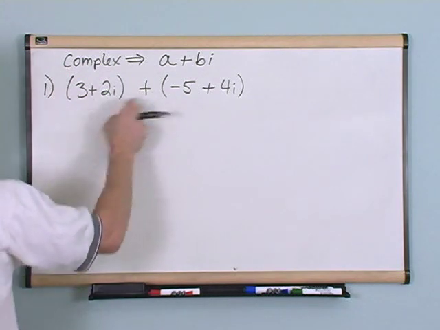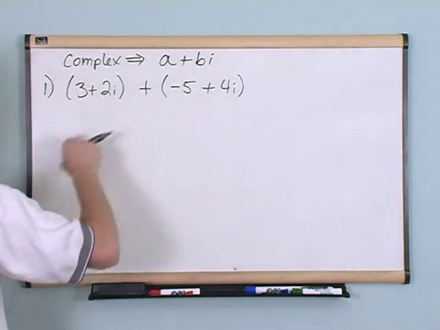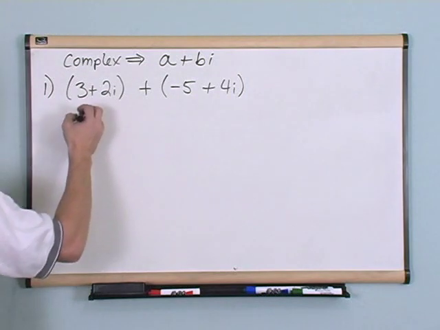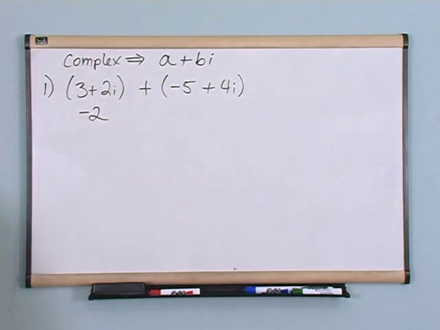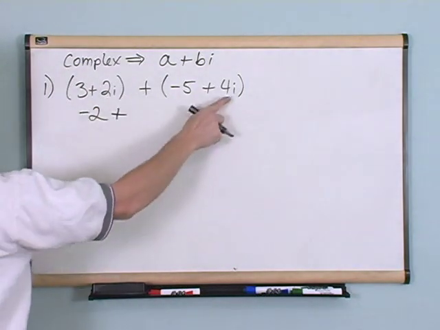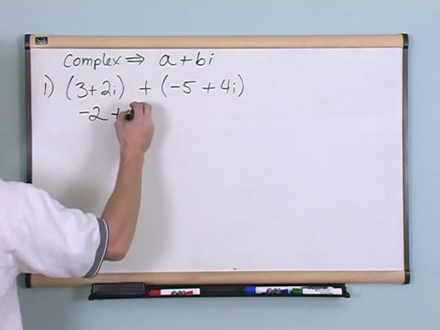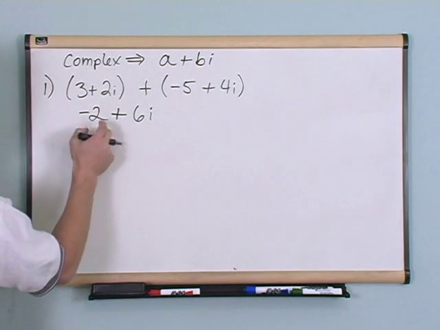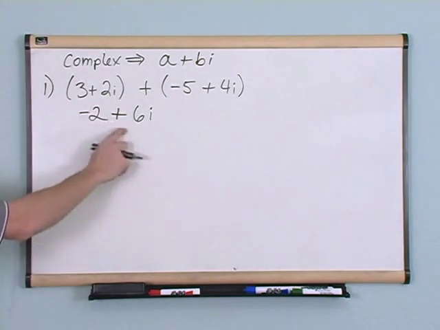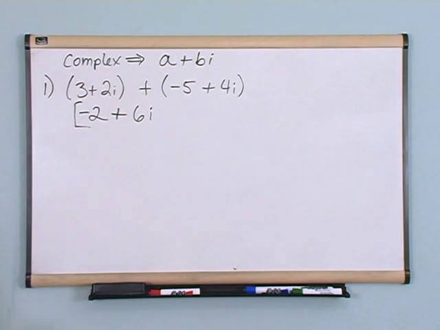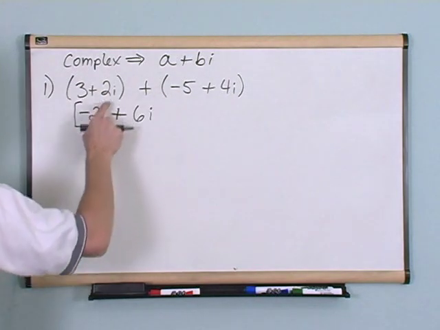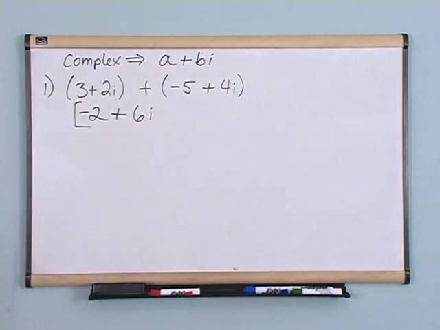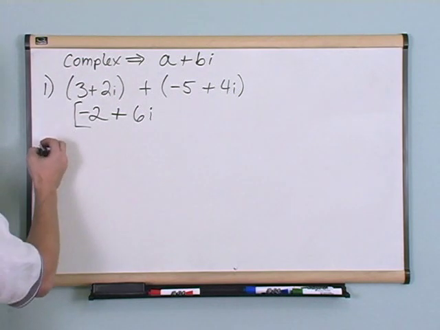So when you're adding complex numbers, 3 plus negative 5 is going to be negative 2 plus, this is a like term with this, 2i plus 4i is 6i. And that's the answer to that problem. And you normally write the real part first and the imaginary part second, just like we have it here. Okay? So when you're adding, you add the real part, you get a number. You add the imaginary part, you get a number. Okay? Let's do another one.